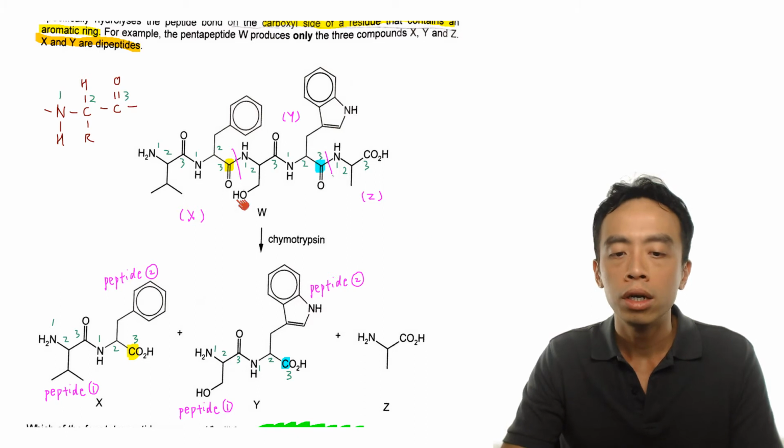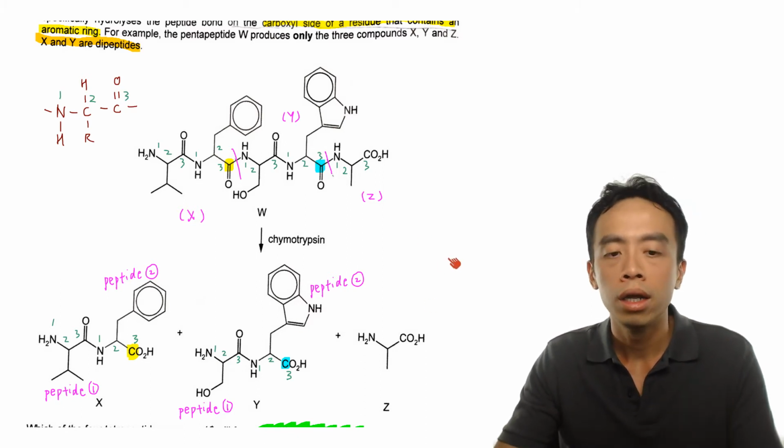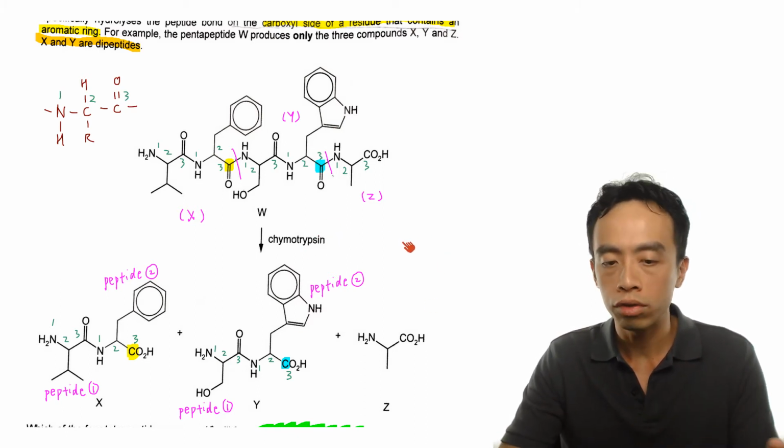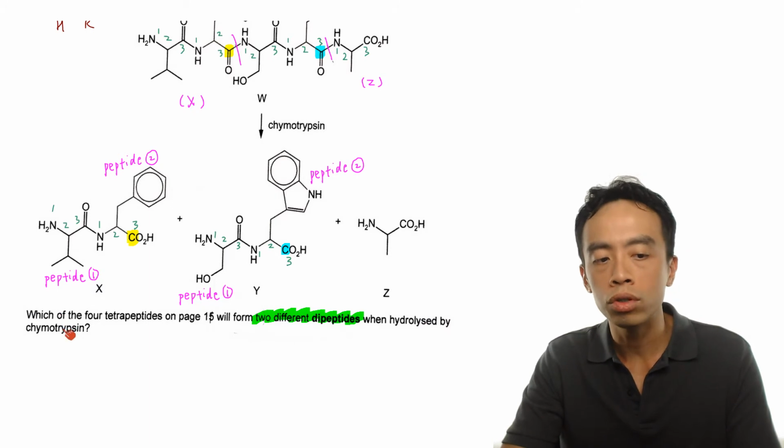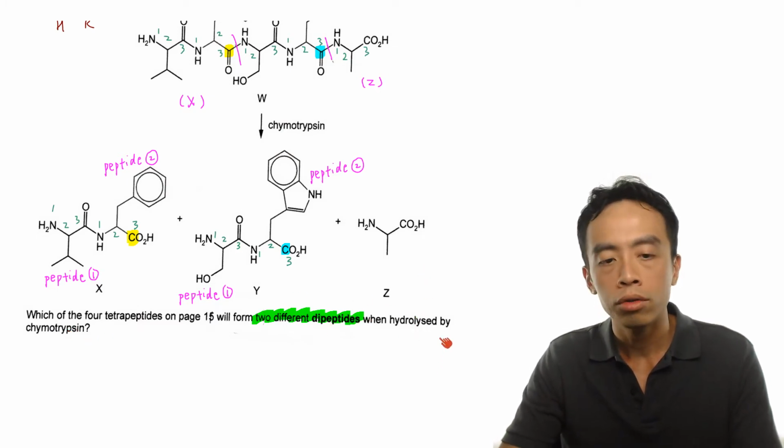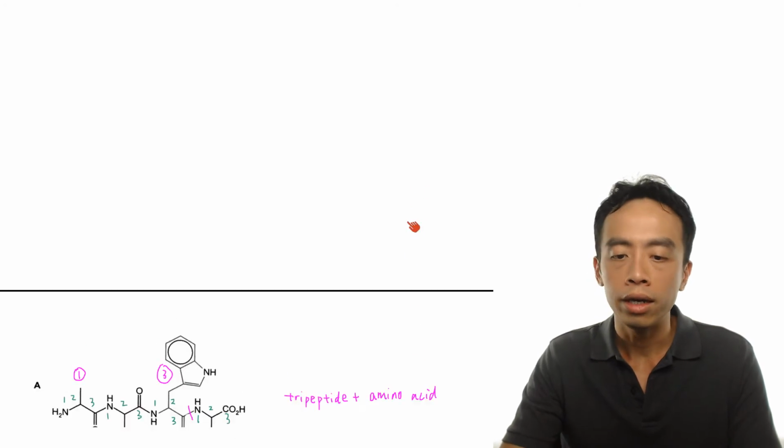So we use this to try to more or less understand how chymotrypsin functions. Then we want to apply this to the four options. So the question is asking which of the four tetrapeptides on page 15 will form two different dipeptides when hydrolyzed by chymotrypsin. So we have to look at each of these options. And then the same idea, right?